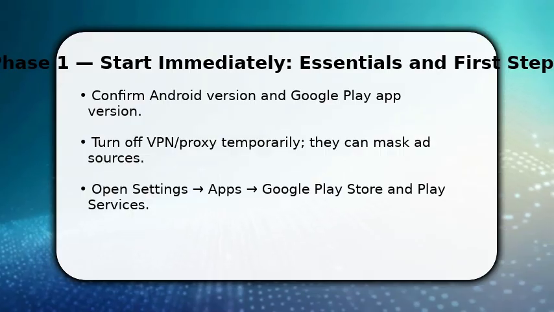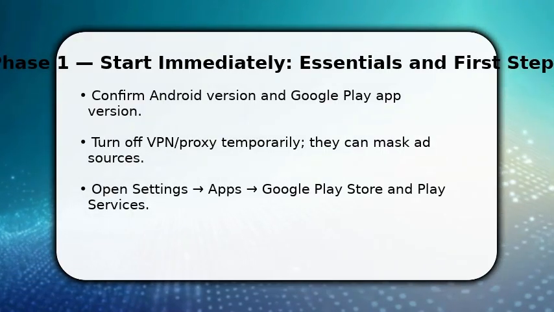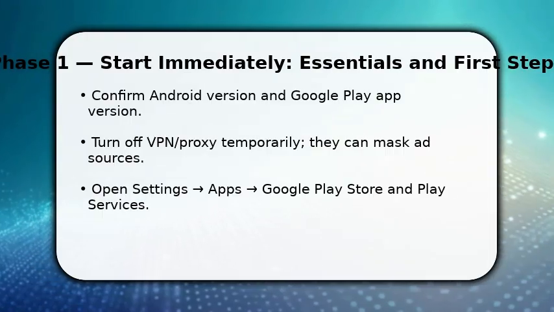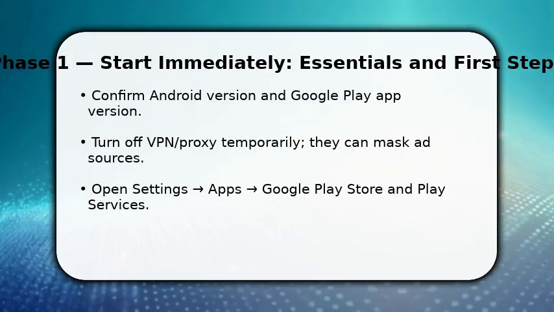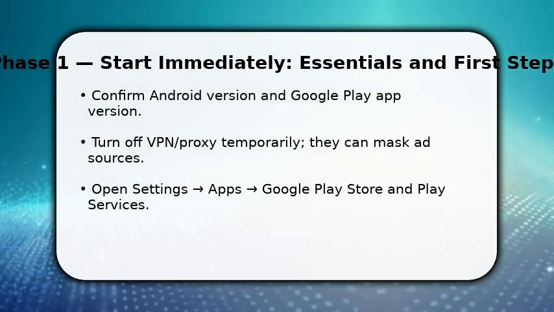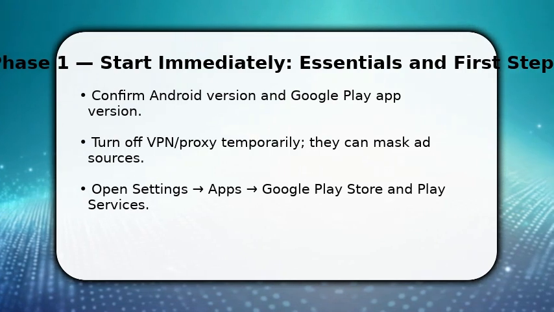Next, open Settings, go to Apps and locate Google Play Store and Google Play Services. You do this because Play Services often delivers ad settings. Play Store holds app-specific controls. Make sure to tap each app entry. Do not skip this step, so you can access storage, permissions, and notification controls immediately.